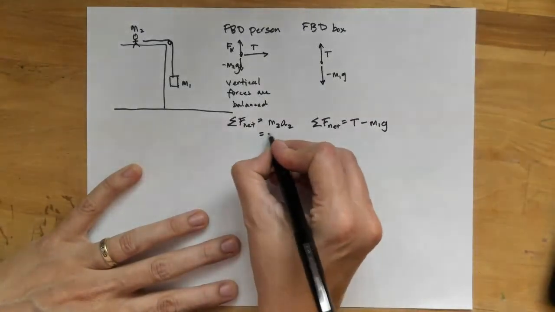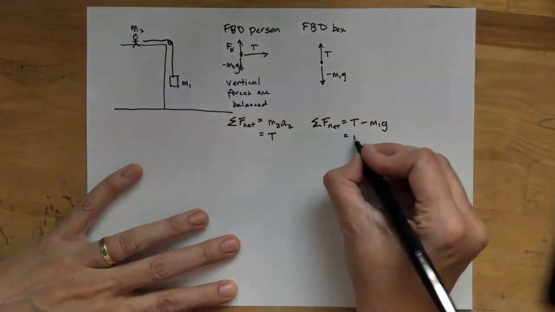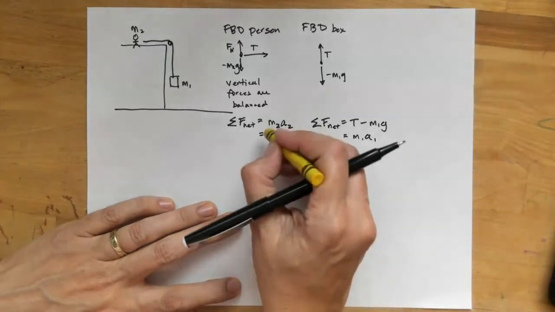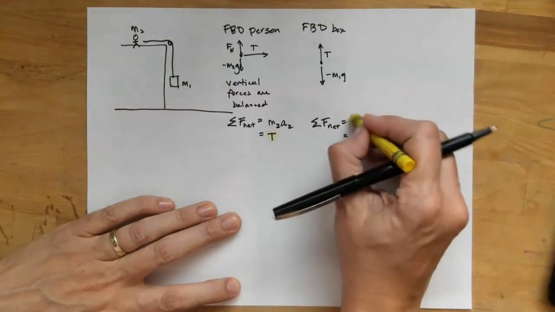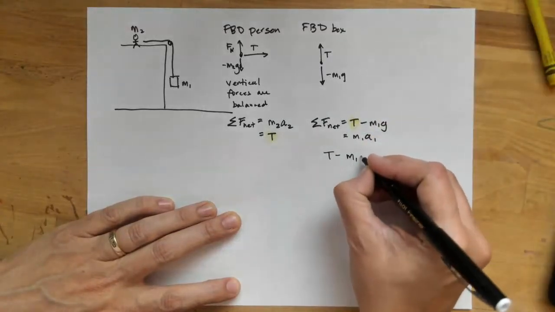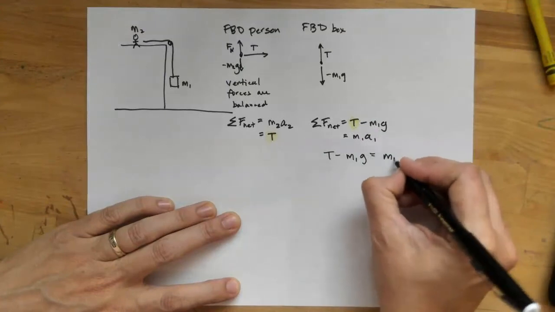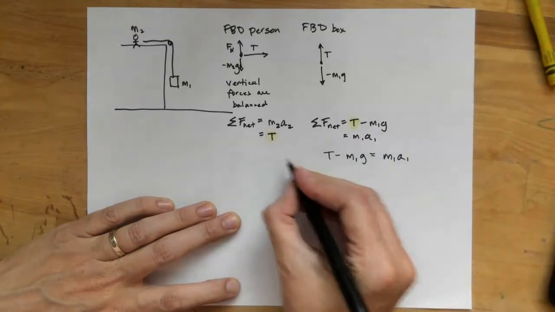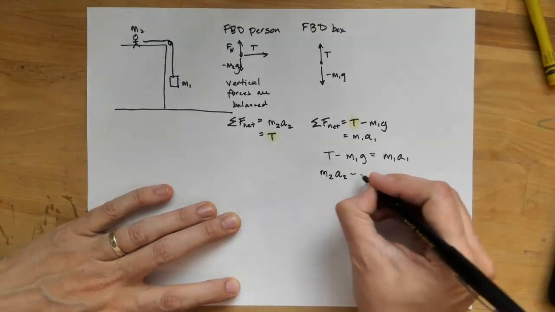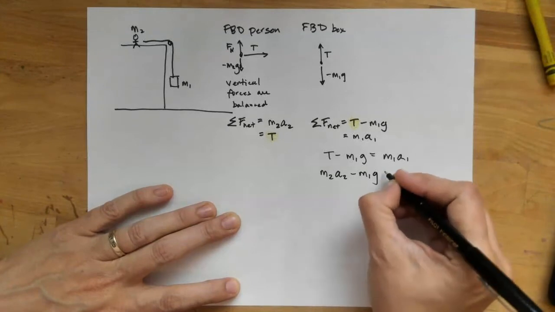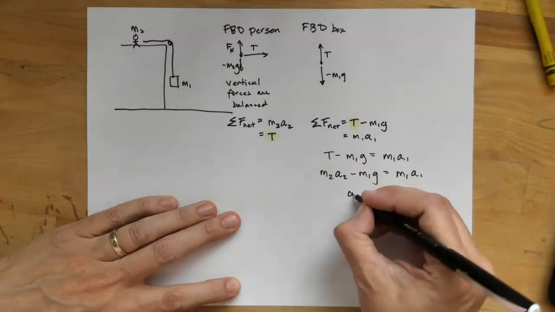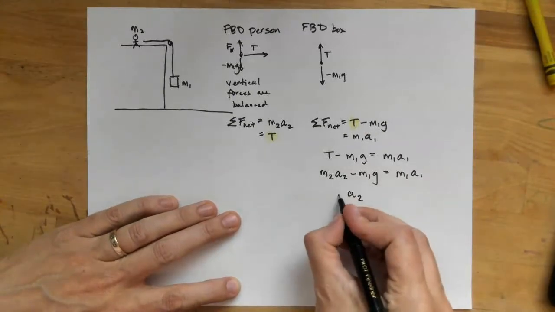This is a place where I sometimes make mistakes, because the acceleration is the same for the person and the box, with one exception. The acceleration is positive for the person, meaning they're accelerating toward the right, but negative for the box. That's simply because we make the downward direction negative. Once I account for this difference in sign, I can solve for the box's acceleration. Here, the person's acceleration is represented by A2, and the box's acceleration is represented by A1.